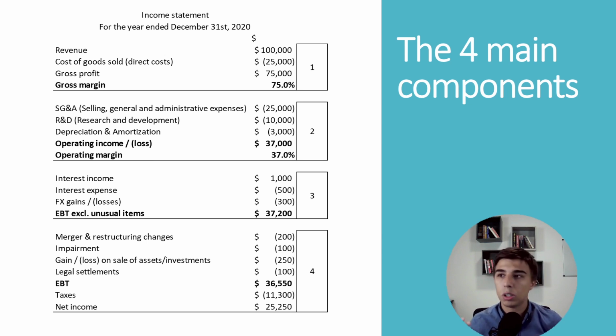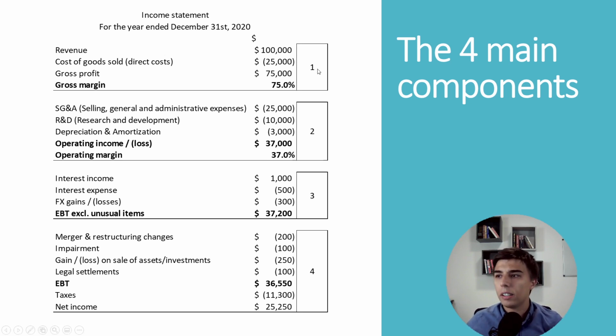Since public companies also publish quarterly reports, you might sometimes be looking into income statements for the last 3 months. Keep that in mind in case you're comparing different companies, to make sure that you're not comparing 3 months of one company versus 12 months of another one.